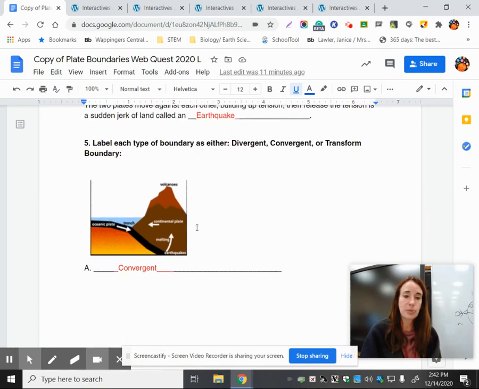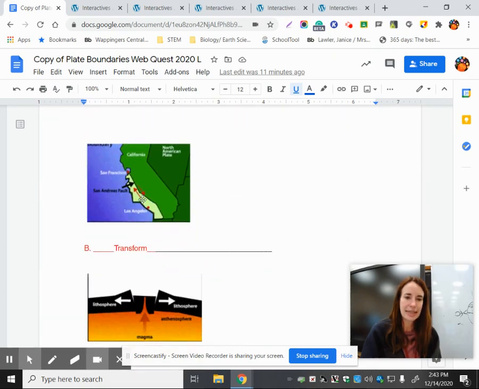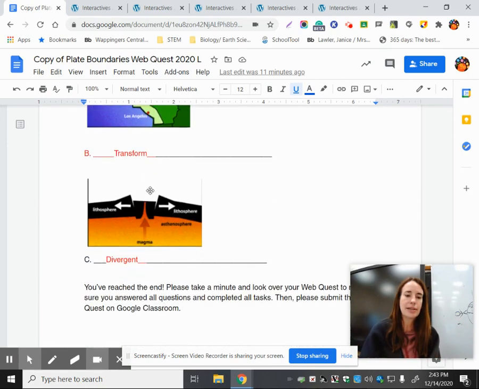Okay, and the last one, what is this type of boundary right here? This is called a convergent, because one is going underneath another. We get a volcano, so that's a convergent plate. And this one where they slide past each other, that's a transform plate. And the last one, they're going to spread away from each other, and that's called a divergent. All right, that's it for the web quest.